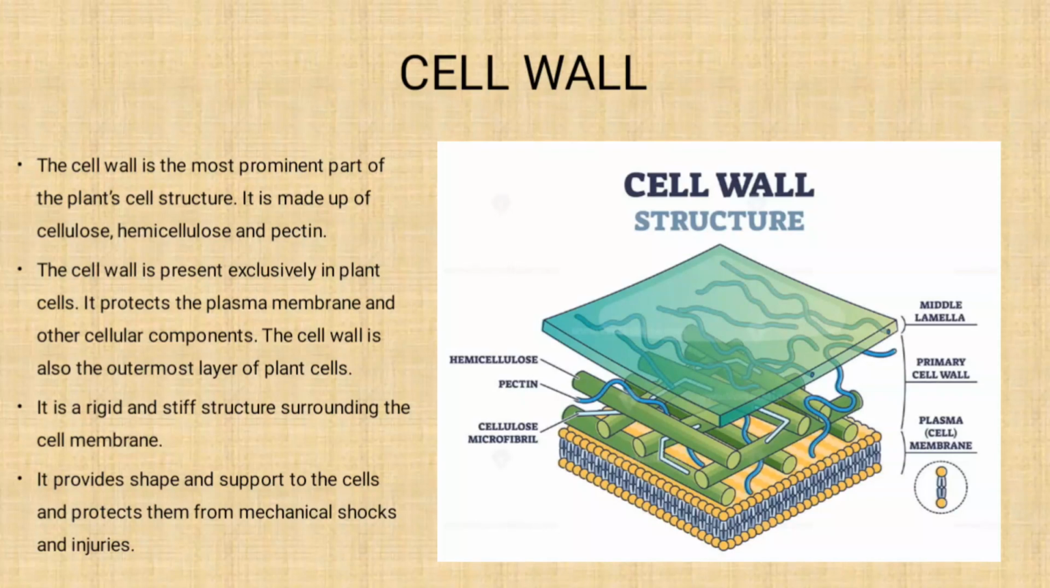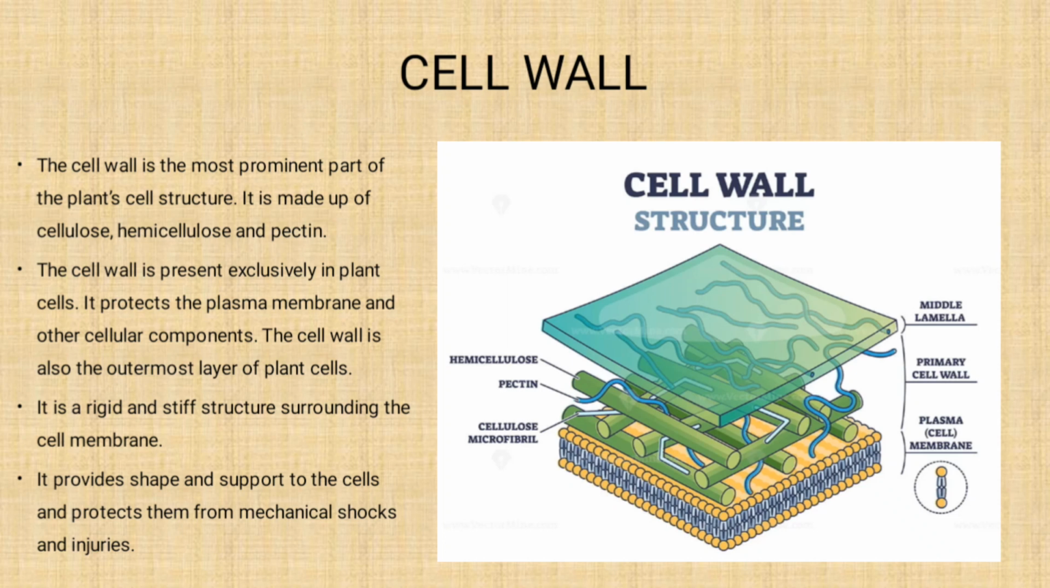Now, moving along, we'll also be looking at the cell wall. The cell wall is majorly found in the plant. It is made up of cellulose, hemicellulose, and pectin. Now, the cell wall is present exclusively in plant cells. It protects the plasma membrane and other cellular components. The cell wall is also the outermost layer of the plant cell. It is a rigid, stiff structure surrounding the cell membrane. It provides shape and support to the cell and protects it from mechanical shocks and injury.